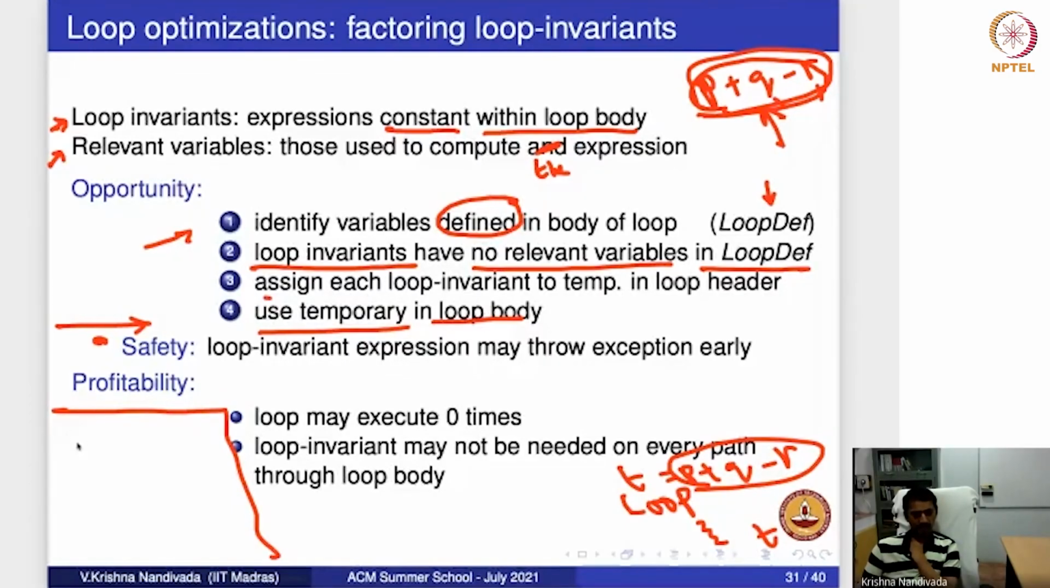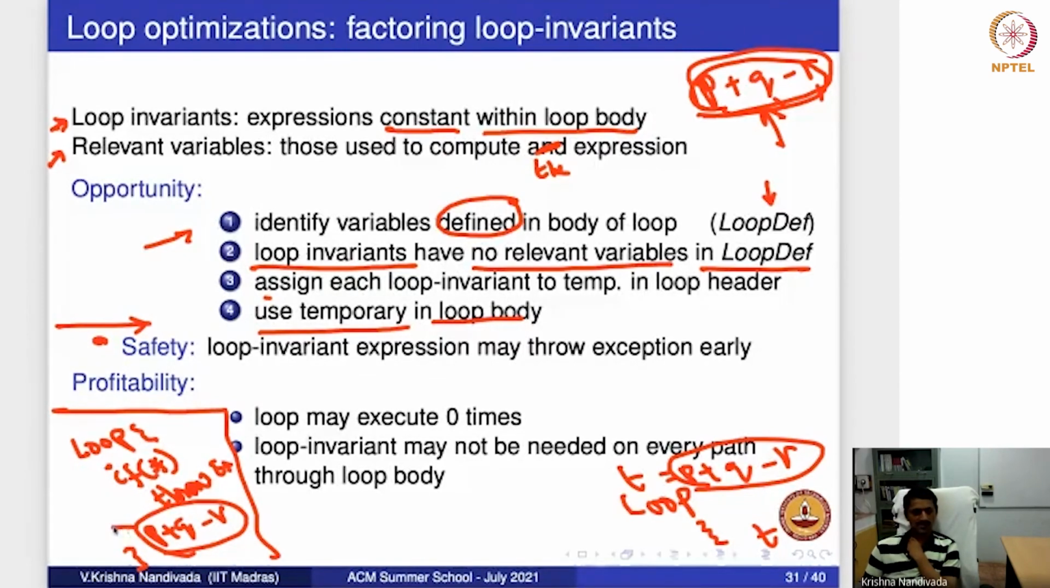Let us say I have the following code. Loop. Then I'm writing if condition, throw some exception, okay? Throw some exception, details I'm skipping. And here I have the same loop invariant that I was talking about. P plus Q minus R. Okay?